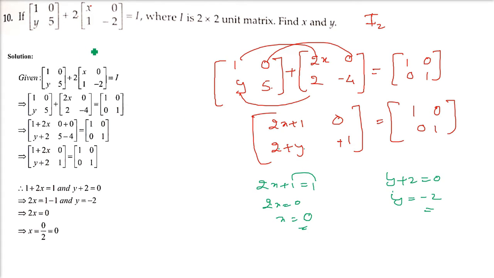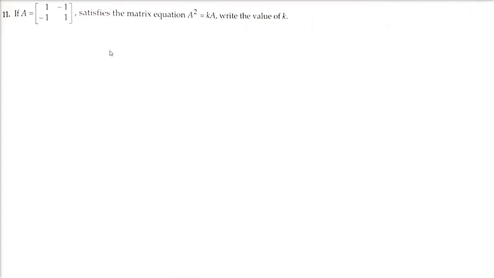But you have to do it like this, as I have shown already. If A is this, and it satisfies the matrix equation A square equals K into A, write the value of K. Now A is this, so we have to find A squared, and then equate it to all terms multiplied by K.